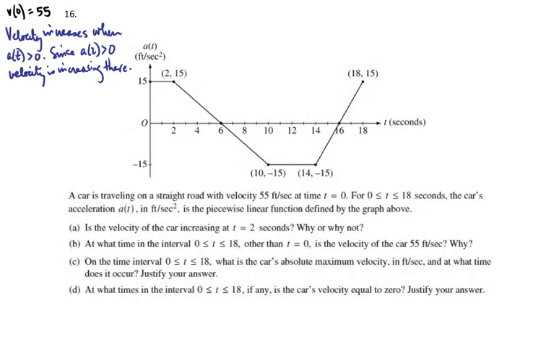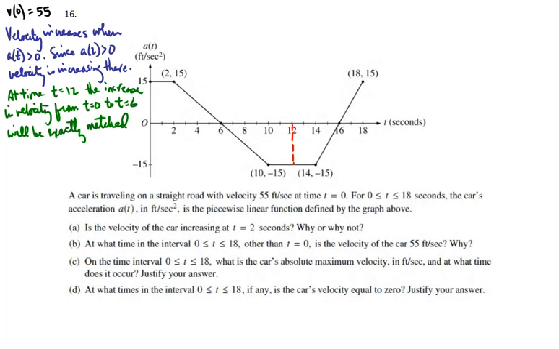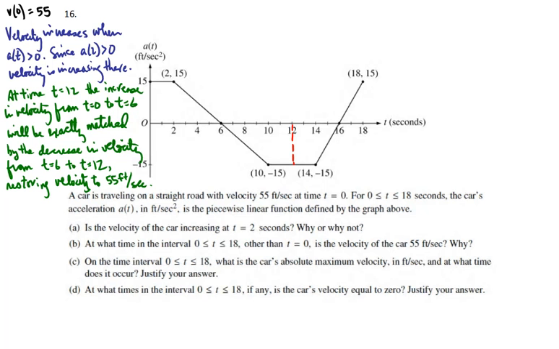So all we need to do is to find a point at which the velocity we added after time t equals 0 is equal to the velocity we subtract after time t equals 0, so that the increase and the decrease will zero themselves out. And just geometrically you can see that that will occur at time t equals 12. So at time t equals 12, the increase in velocity from time t equals 0 to time t equals 6 will be exactly matched by the decrease in velocity from 6 to 12. And that will bring the car back to a velocity of 55 feet per second. And that should be fine for answer B.